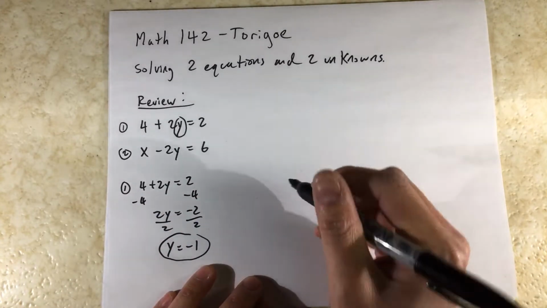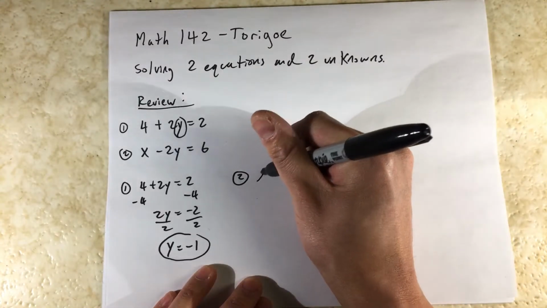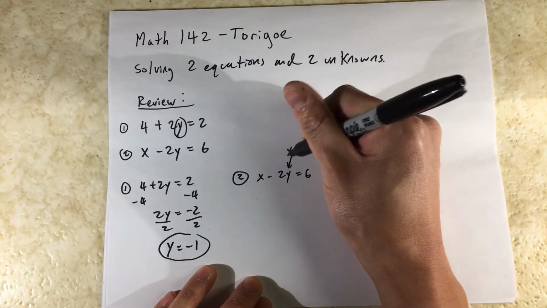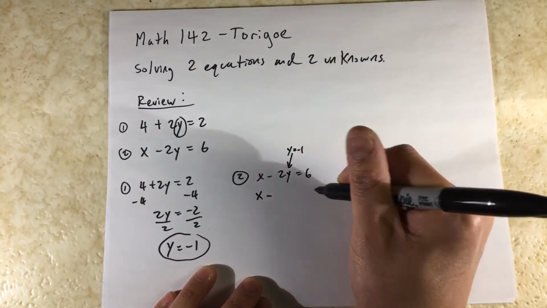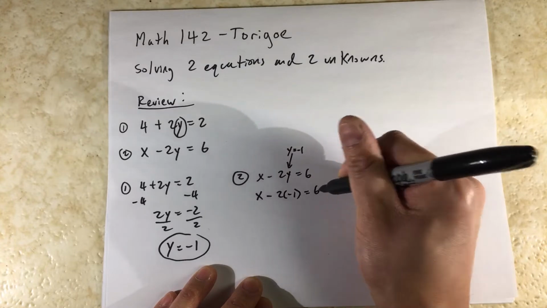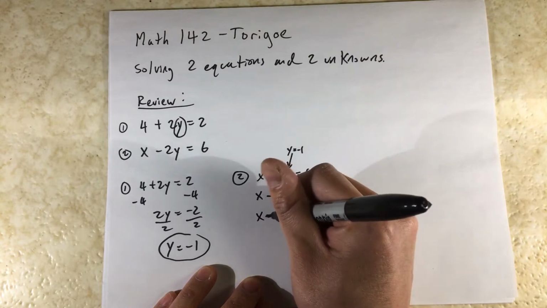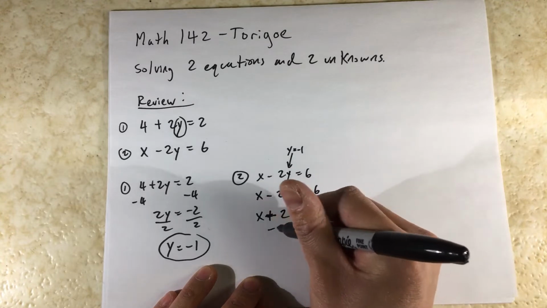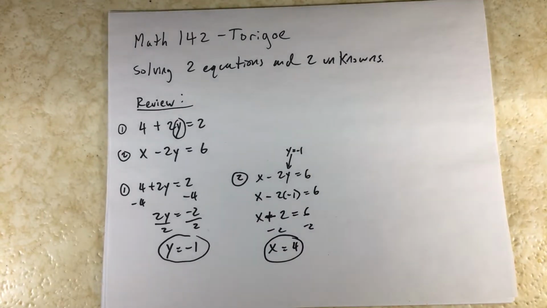And then what we're going to do is plug that into the second equation. And the second equation is x minus 2y equals 6. Since we know that y is equal to negative 1, we're going to plug that in to solve for x. So x minus 2 times negative 1 equals 6. So we just plugged in negative 1 for y. We get x plus 2 equals 6. We get a double negative right there. Subtract 2 from both sides, and we get x is equal to 4. Okay, so we've solved for x equals 4 and y equals negative 1.